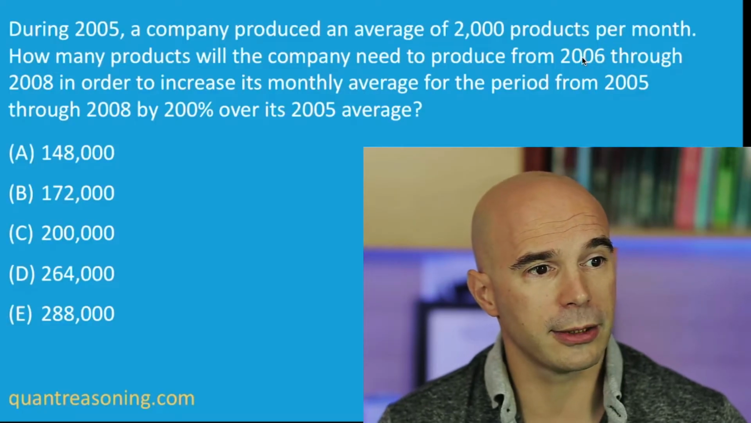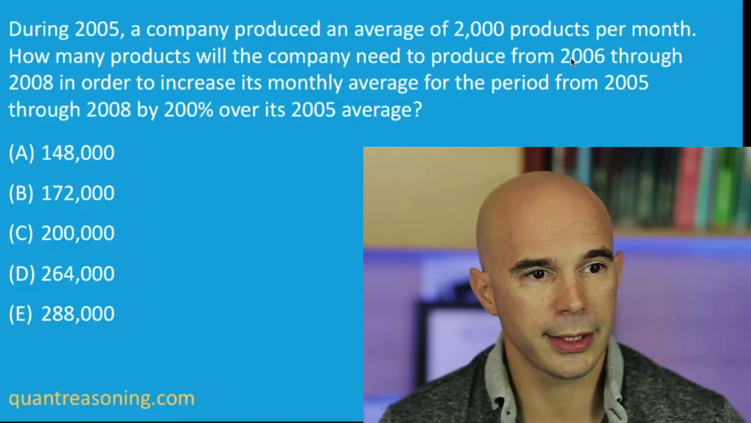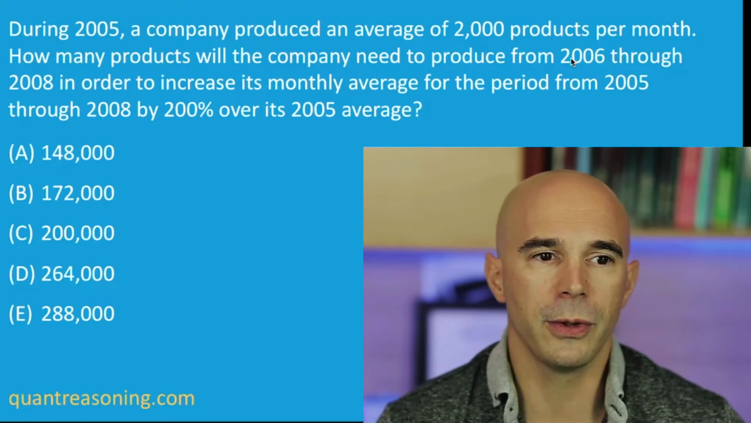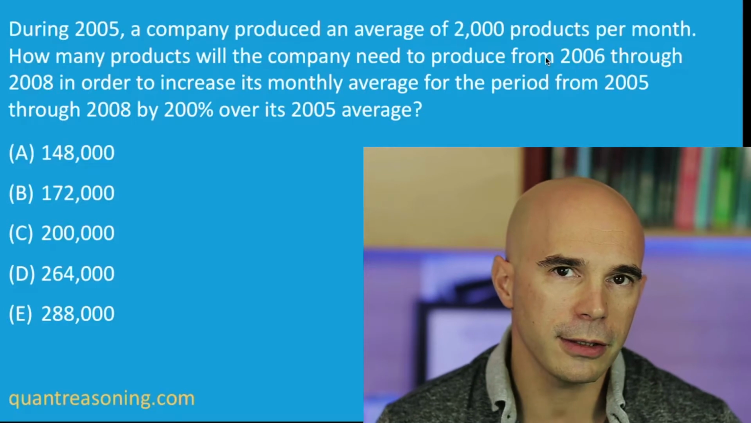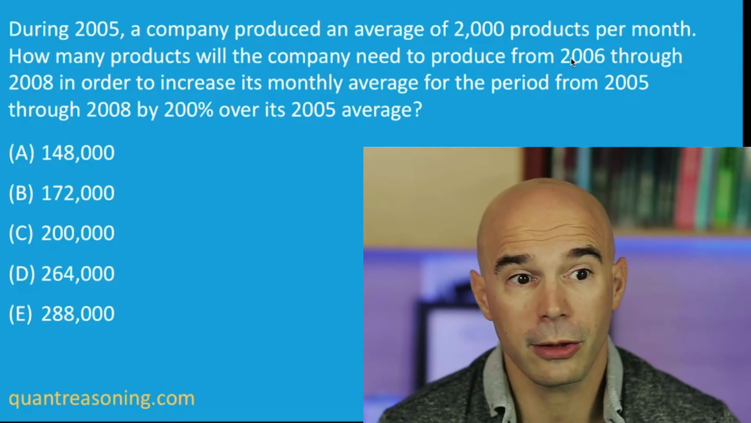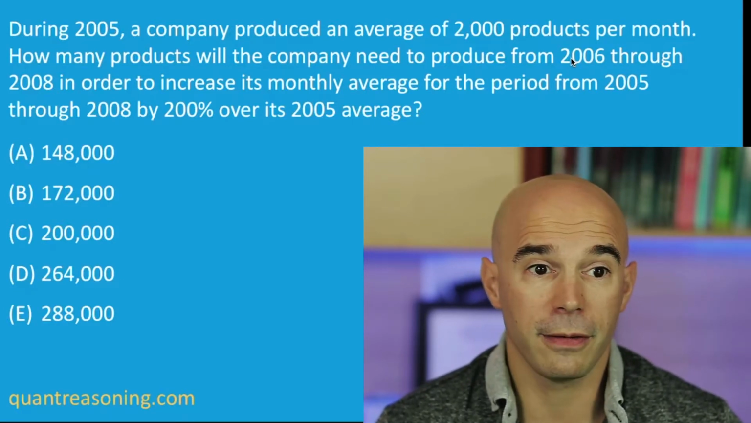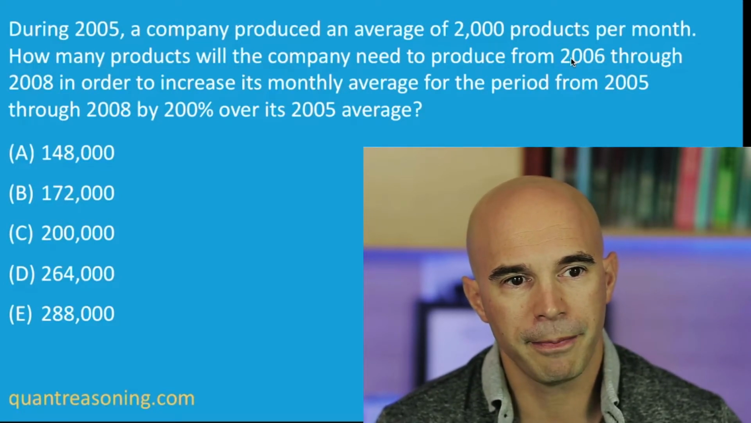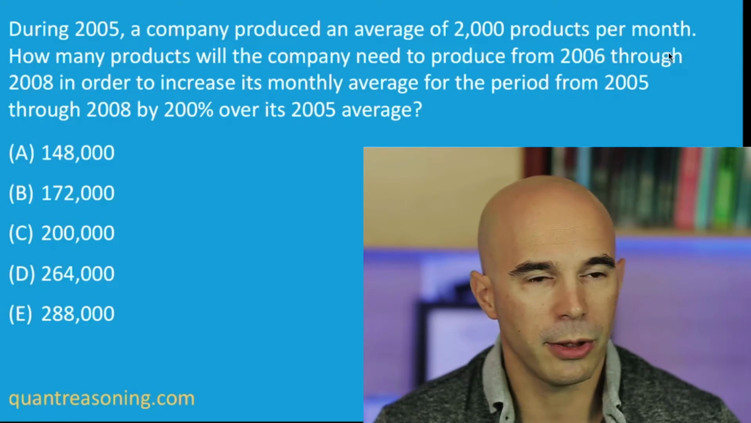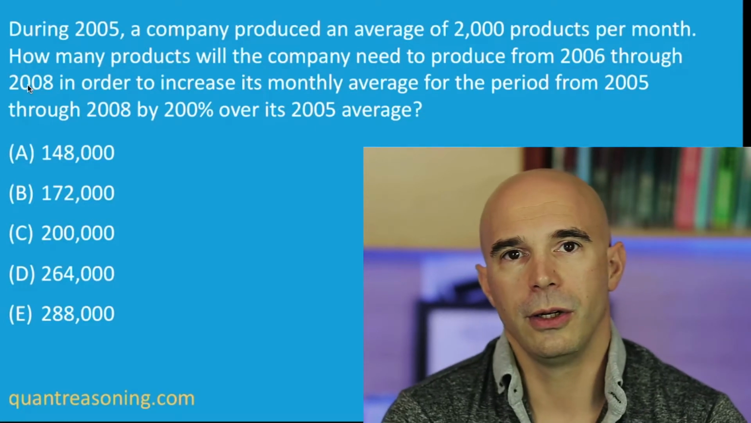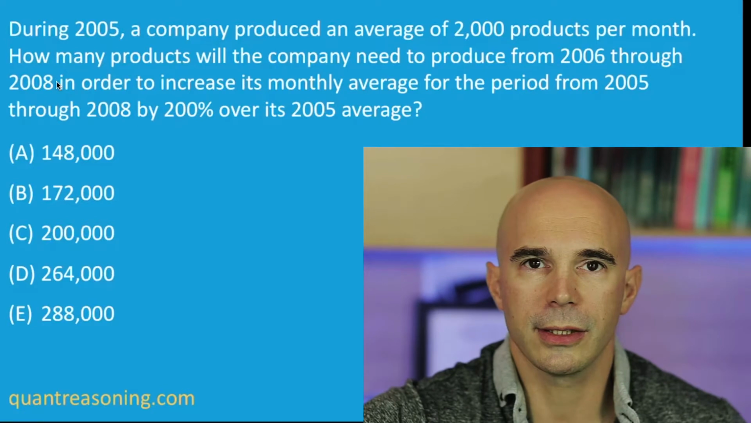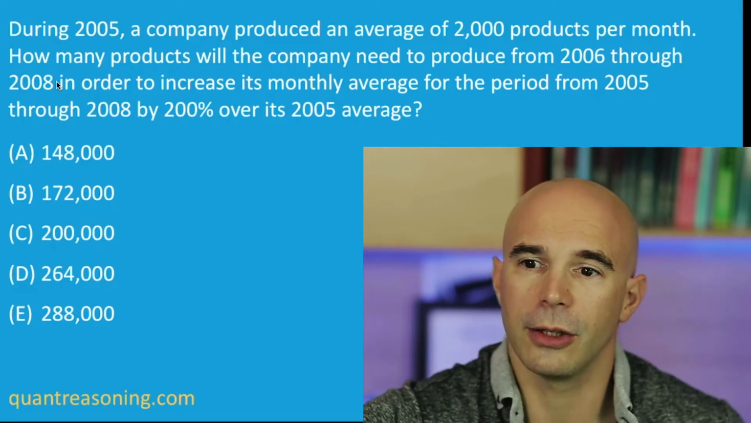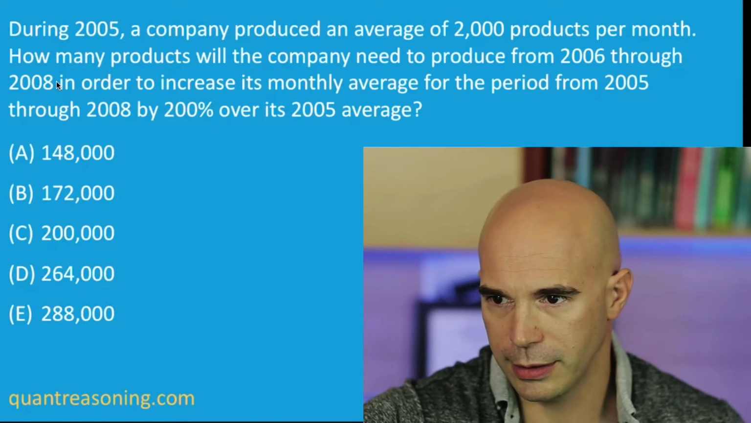How many products will the company need to produce from 2006? And what do they mean by that, from 2006? Is that January 1st, 2006? Is it July 13th, 2006? Is it December 31st, 2006? Well, it doesn't say. It just says from 2006 through 2008. Pause there and let's see if we can interpret what that means. So based on that, we're talking about a full 3 years. All of 2006, all of 2007, all of 2008.